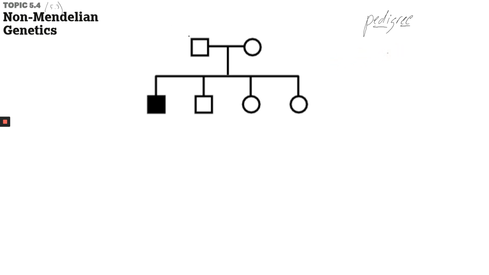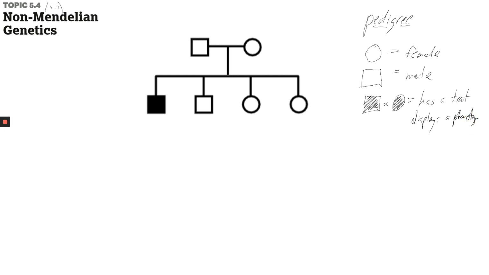So first off, what I do when I look at a pedigree is I try to identify what these things mean. And universally on pedigrees, you're going to see circle is a female, square is a male, and a shaded square or shaded circle is somebody that has a trait, displays the phenotype we're looking at, right? So we're looking at a situation here in which we have a pedigree. And what I usually like to do is I draw two little lines, blanks over here, over all of these, right?